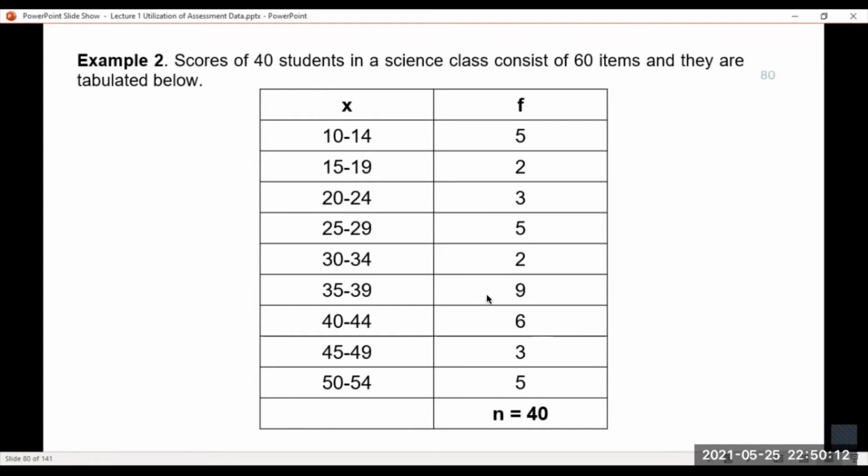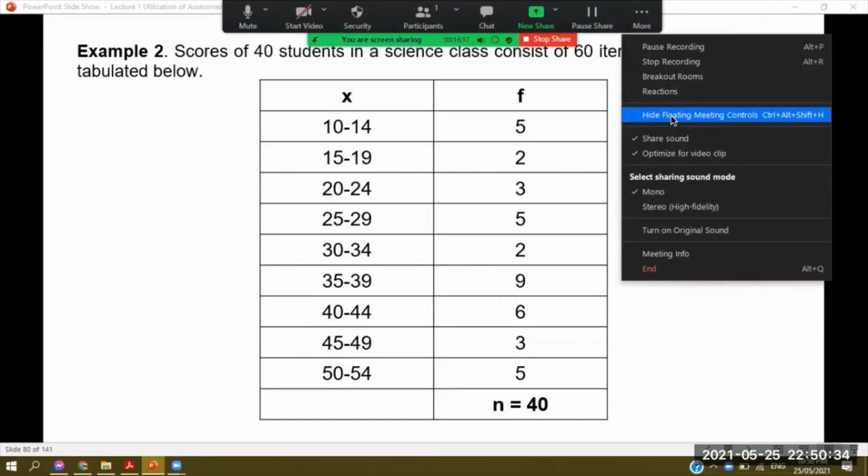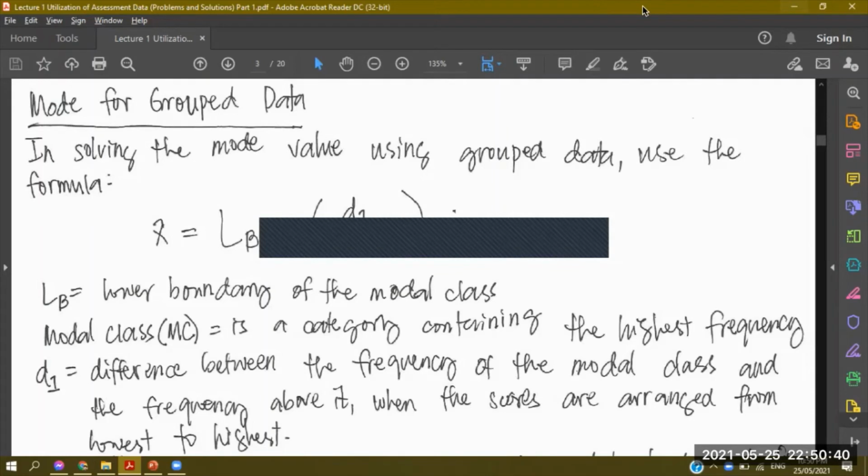Sige. Now let's try to look at the value of each. Okay. Sige. Let me try opening another document. Okay. I believe you can see it.